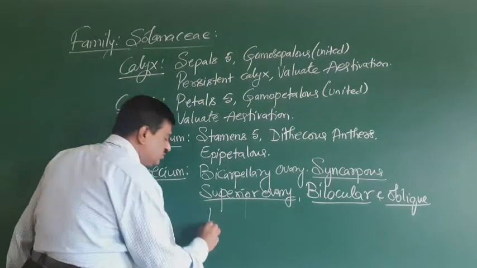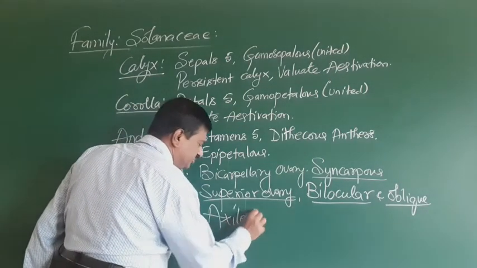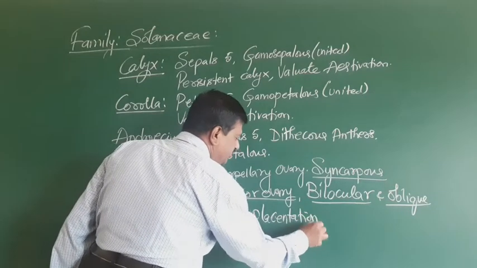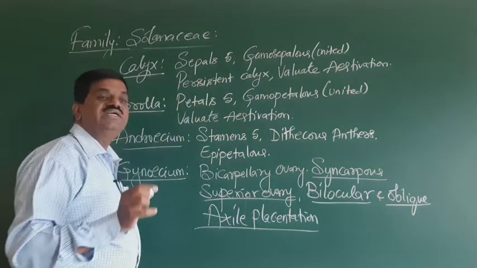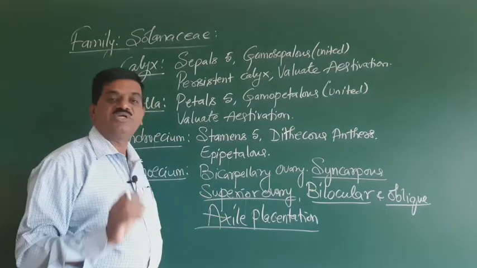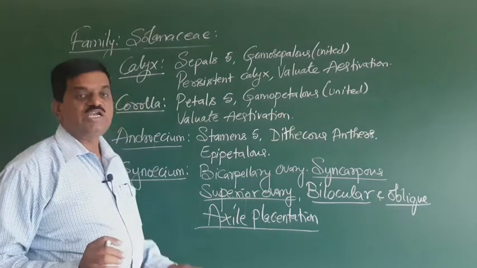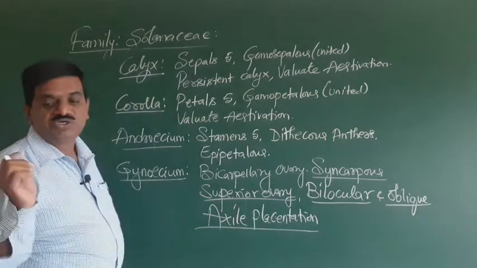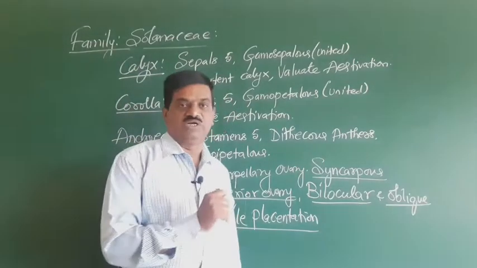Next we go for axial placentation. The placentation is called as axial placentation. So here at the central axis with a septum, the ovules have been present, hence we call it as axial placentation. So we have completed calyx, corolla, androecium and gynoecium. Now we step into the next one.